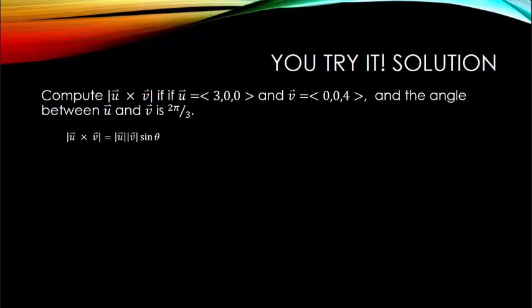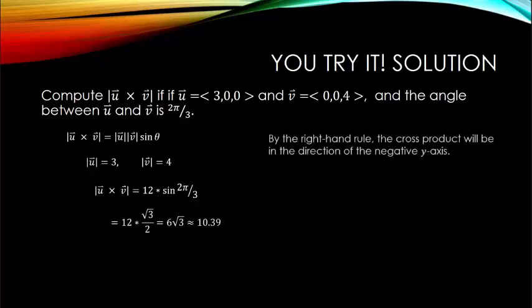The magnitude of the cross product of u and v is given by the magnitude of u times the magnitude of v times the sine of theta. The magnitude of u is 3. The magnitude of v is 4. The magnitude of the cross product is given by 12 times the sine of 2 pi over 3. This is equal to 6 times the square root of 3, or approximately equal to 10.39.